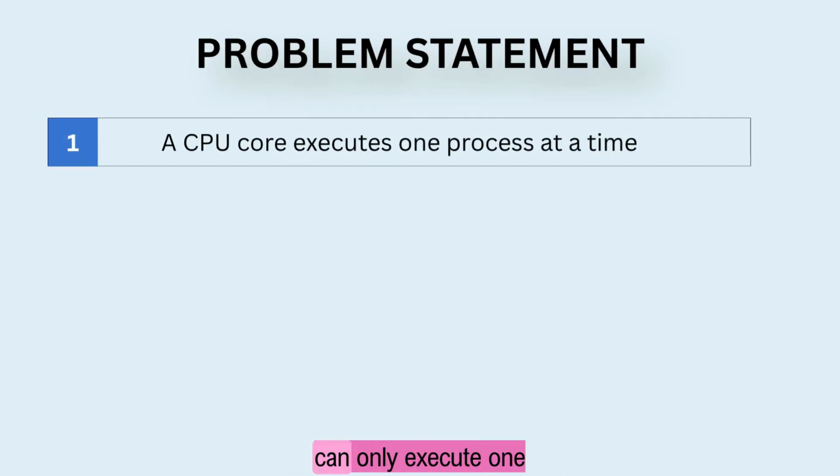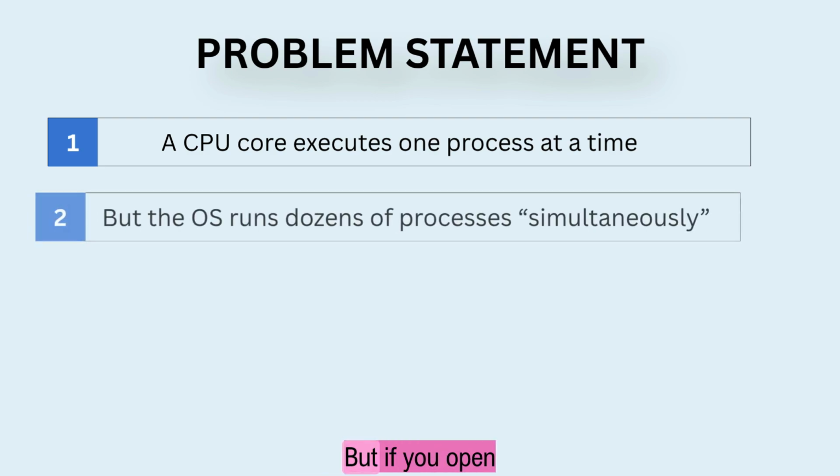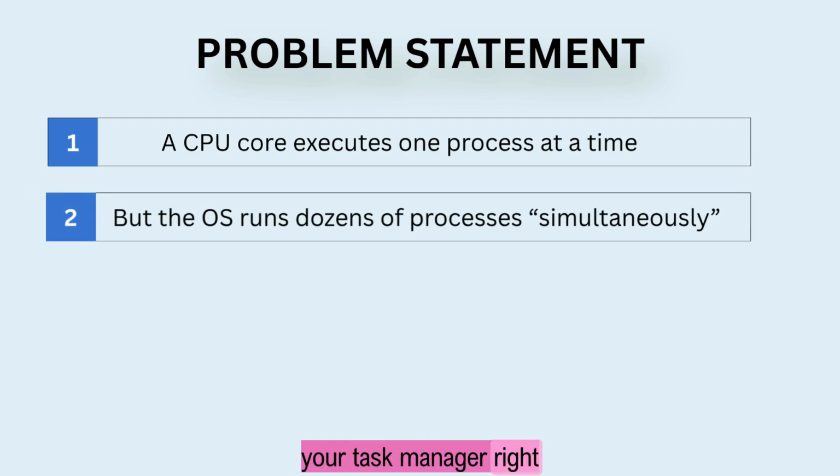A CPU core can only execute one process at a time, and it is a hardware level constraint as the CPU only has one program counter, one set of registers, and one execution pipeline. But if you open your task manager right now, you will probably see at least dozens of different processes running. Your browser with multiple tabs, an editor, different apps like your music app, your AI app, code editor, etc. So, how is this happening?